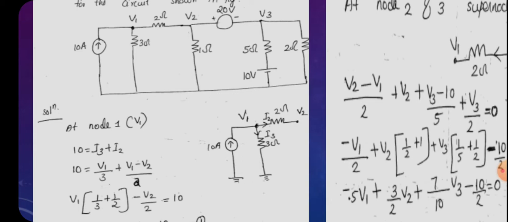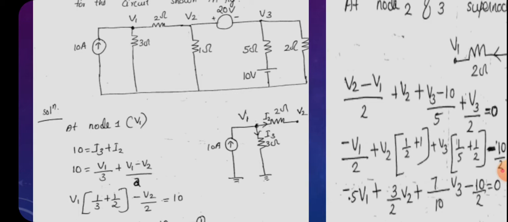Okay, so next, in the next step we can mark the branch currents. 10 ampere current is flowing into the node, and the others are the 3 ohm and 2 ohm resistors, so the current marking will be out of the node. The other two currents are flowing out of the node, so we can mark them as I2 and I3. That is, current through 2 ohm is I2 and current through 3 ohm is I3.